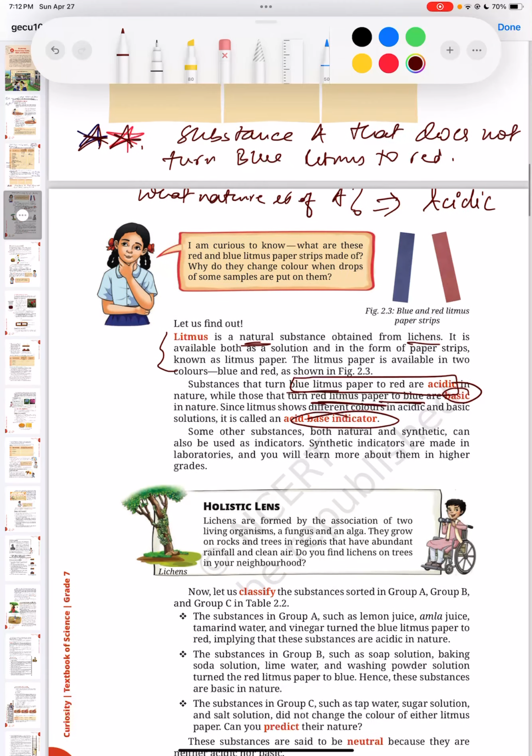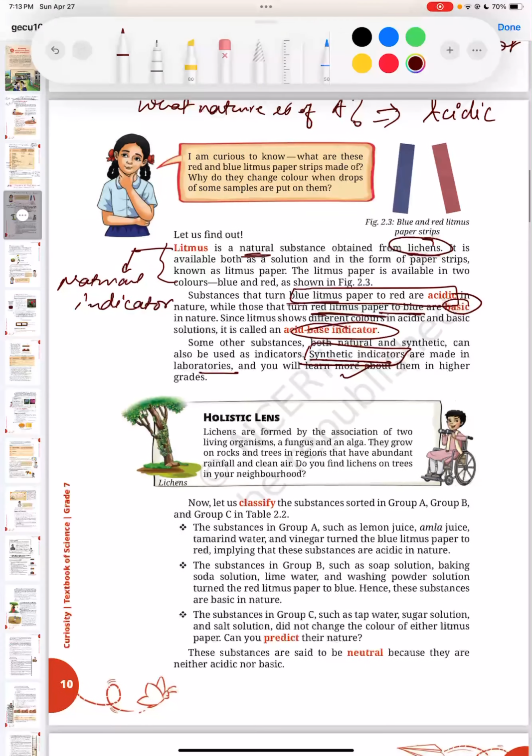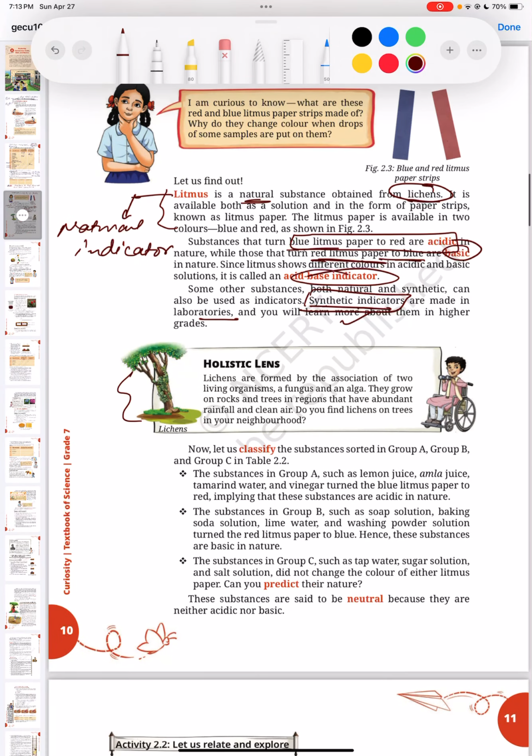All right, okay. Now another important thing to note over here is that litmus is something that you obtain from lichens which exist in nature, so that is why litmus is a natural indicator. Okay, because it is an indicator that exists in nature, right? You do not have to synthesize it, but you can also synthesize indicators in the laboratories, and those indicators are called synthetic indicators. All right. I already told you about what lichens are anyways.